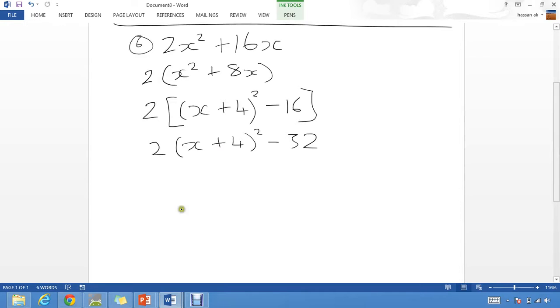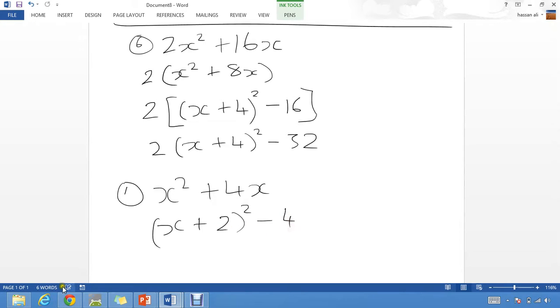Just in case you're not aware of completing the square for simple questions, if you had x squared plus 4x, all you do is half this coefficient of x, which is plus 2, and then you take away the square of this number, and that's your final answer there.